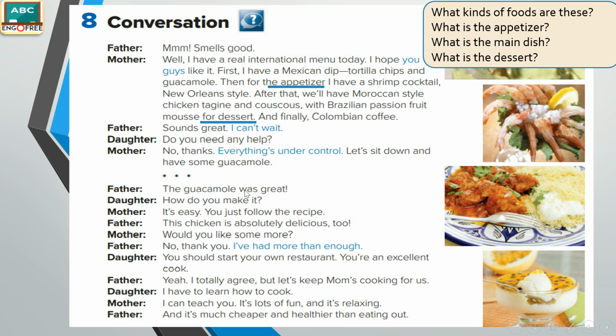The guacamole was great. How do you make it? It's easy. You just follow the recipe. This chicken is absolutely delicious too. Would you like some more? No, thank you. I've had more than enough. You should start your own restaurant. You're an excellent cook. Yeah, I totally agree. But let's keep Mom's cooking for us. I have to learn how to cook. I can teach you. It's lots of fun and it's relaxing. And it's much cheaper and healthier than eating out.